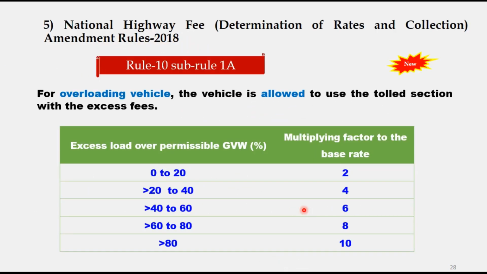For overloaded vehicle, the vehicle is allowed to use the toll section with excess fee as given in this table. If there is an excess of load up to 20%, the multiplying factor to the base rate is 2. If it is more than 80%, it is 10. So if a commercial vehicle is loaded 50% more than its legal load, then it has to pay a toll which is 6 times the base rate.